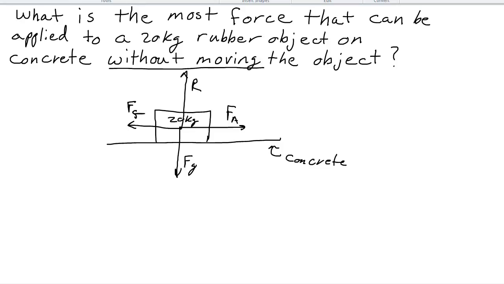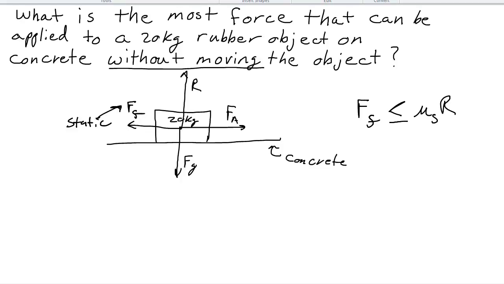In this case, we know that this force of friction is static friction because the object is not moving. Because we're dealing with static friction, the force of friction is going to be less than or equal to our coefficient of static friction times our reaction force. And in this case, it's the most force you can apply, meaning if I apply any more force, the object will start moving and I'll have kinetic friction and no longer static friction.